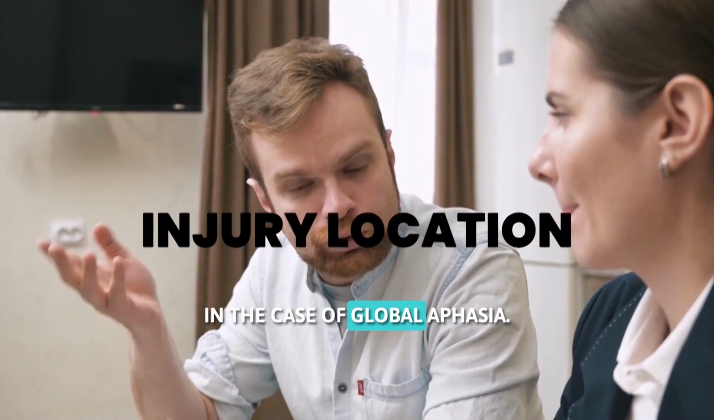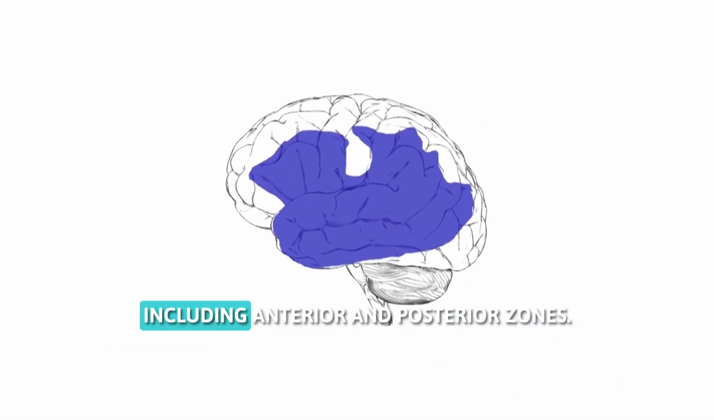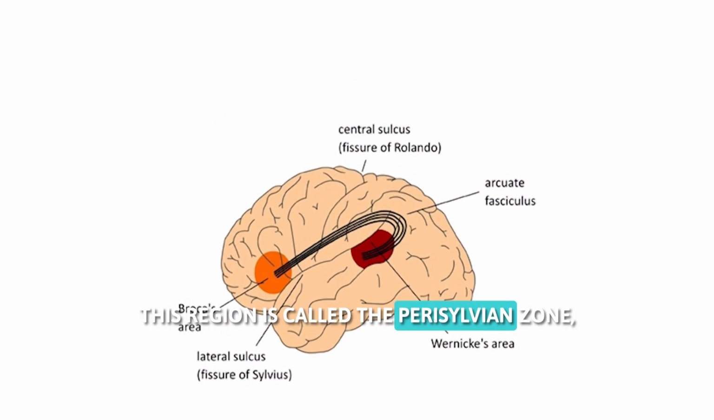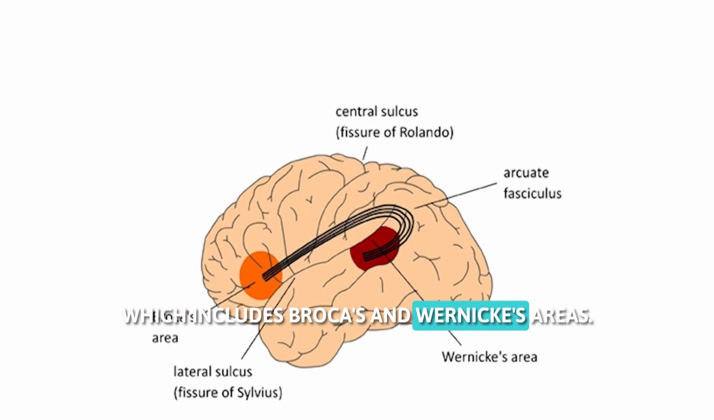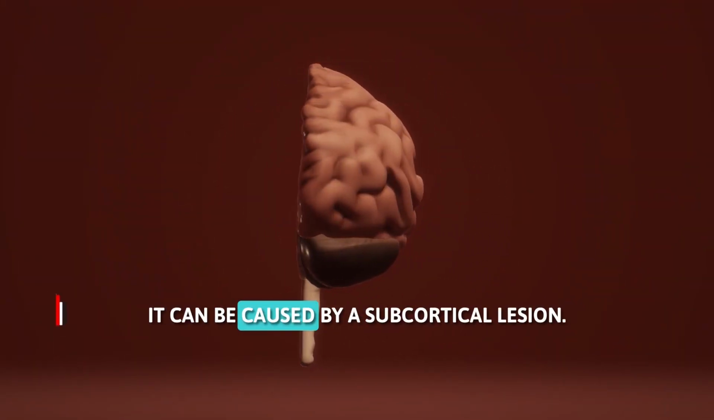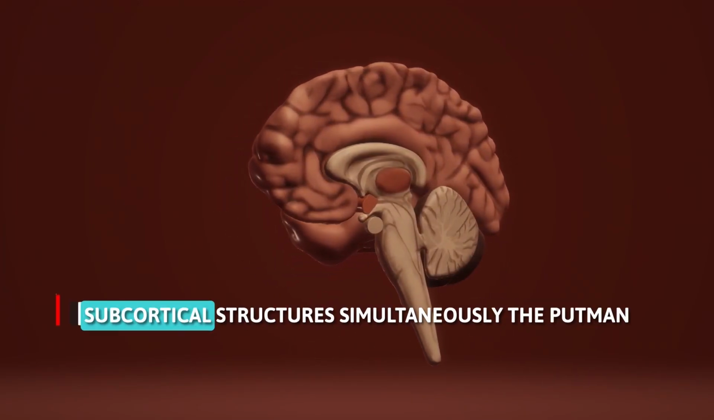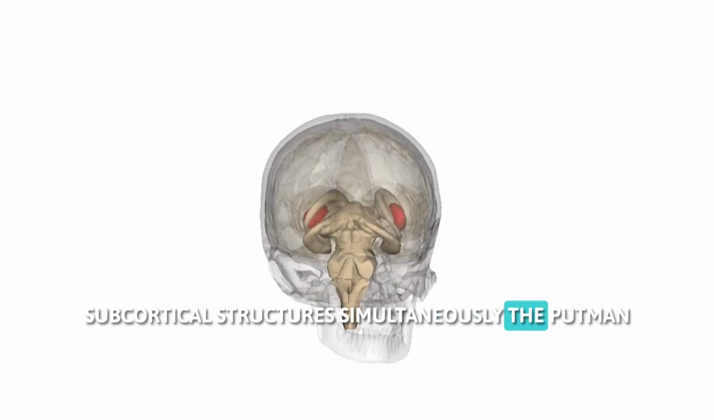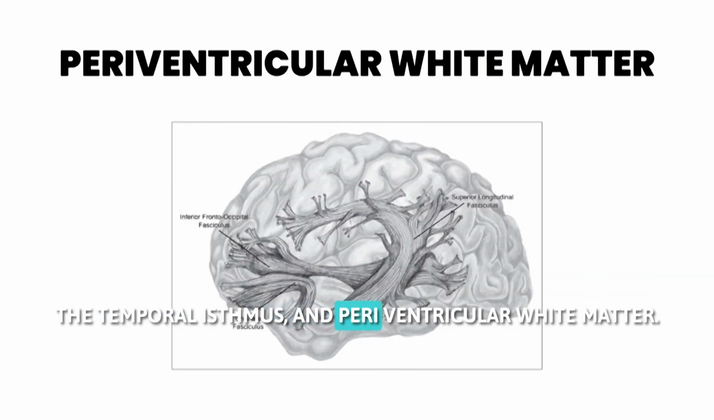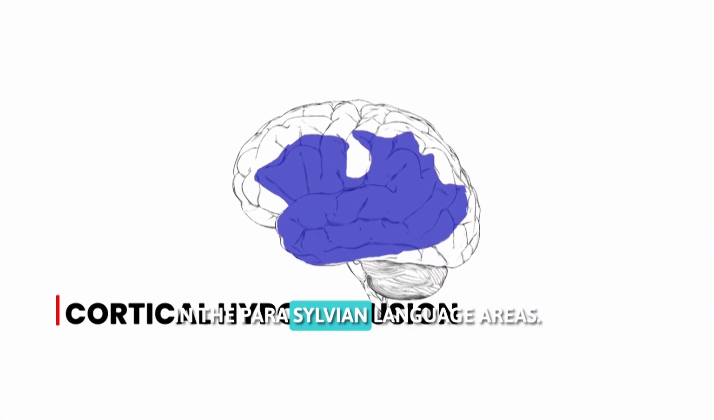In the case of global aphasia, the lesion tends to be very large and located in the left hemisphere, including anterior and posterior zones related to language. This region is called the parasylvian zone, which includes Broca's and Wernicke's areas. However, it's not always the case, since in very rare cases it can be caused by a subcortical lesion. This lesion generally includes all of the following subcortical structures simultaneously: the putamen, the posterior limb of the internal capsule, the temporal isthmus, and periventricular white matter. This leads to cortical hypoperfusion in the parasylvian language areas.